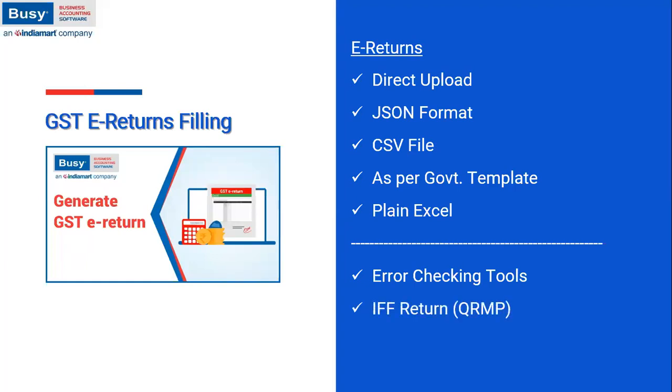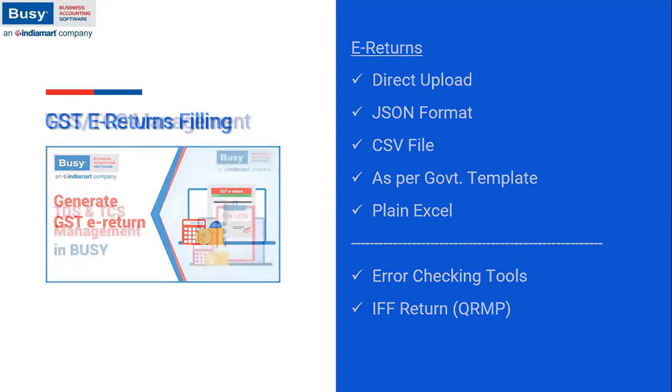IFF return is also available if you are in the QRMP scheme, quarterly return monthly payment. If you come under this scheme, then you have to file IFF return, invoice furnishing facility return. So this return is also available in Busy software. So you can file this return.